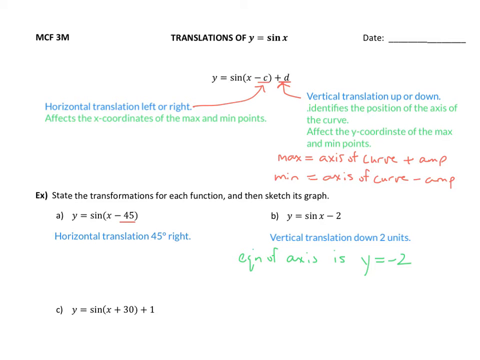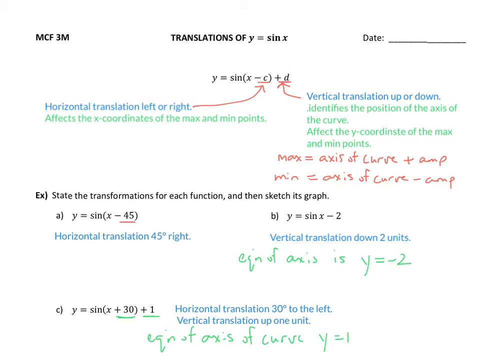All right, the last example has both a horizontal translation and a vertical translation. It's moving 30 degrees to the left, and then it's moving up 1 unit. And because it's moving up 1 unit, we know the equation of the axis of the curve will be at y equals 1. All right, so now we're going to put this into graphs, and I'm just going to add in a new screen here.